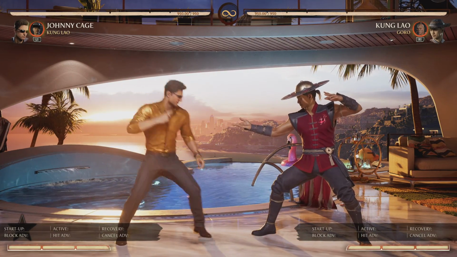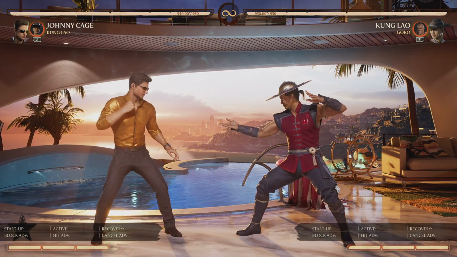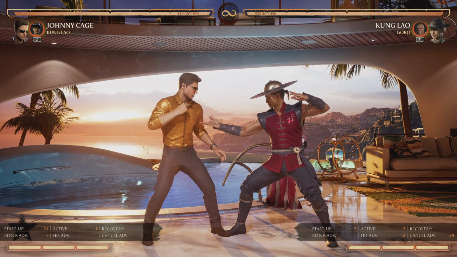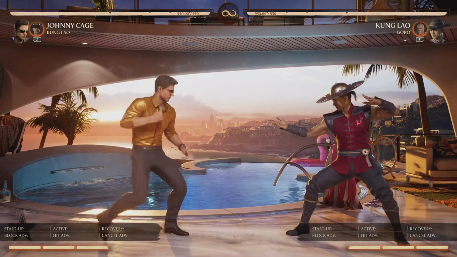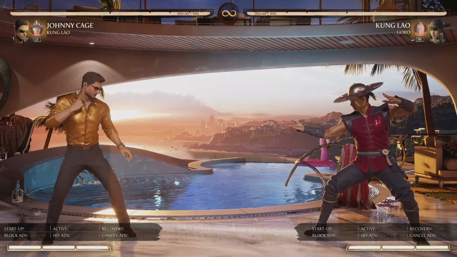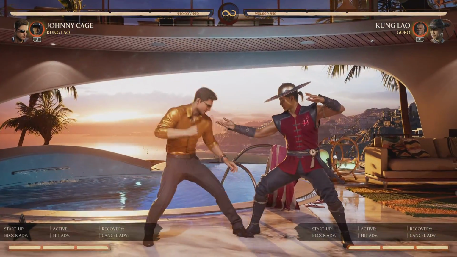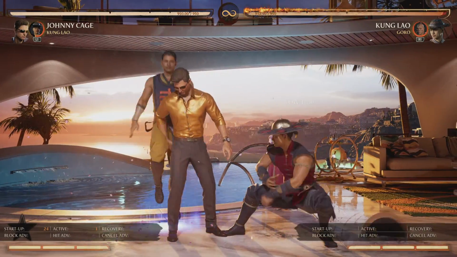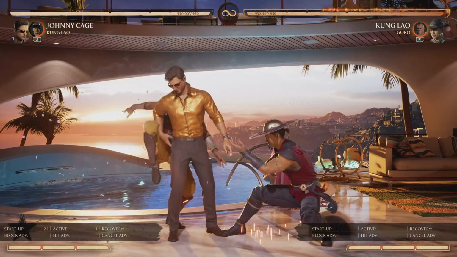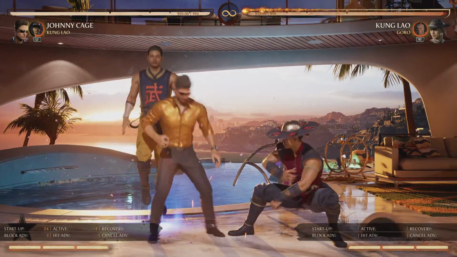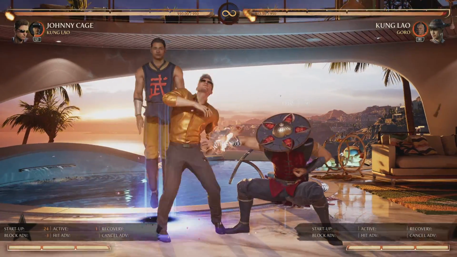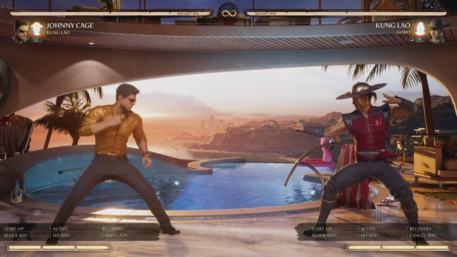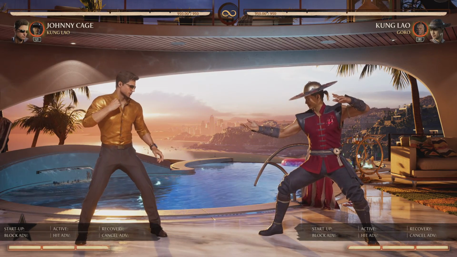However, this is where the Lao hat comes into play. Before, the Kung Lao hat on block was +2, right? That was really good. But now it is -3 on block, which still makes Johnny Cage safe after a string. However, he can't continue his endless pressure, right? I'm trying to press forward 3, I'm trying to press buttons here, and it's just not working.